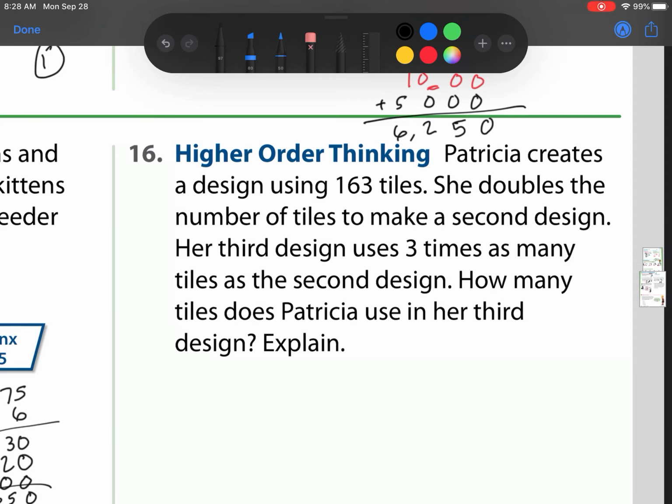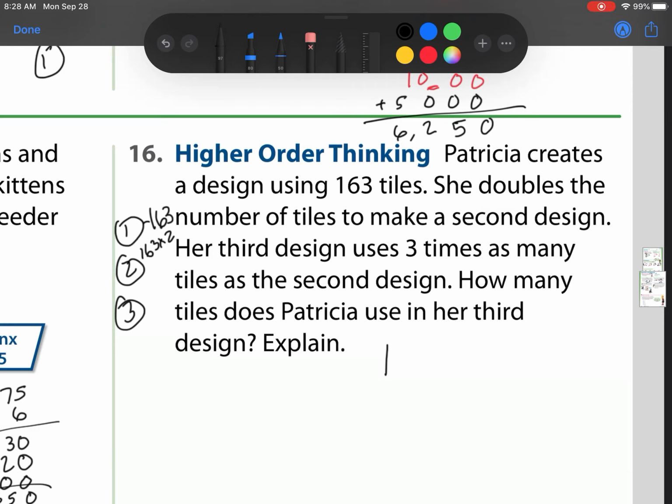Explain. So first, we have 3 groupings. We have 1, 2, and 3, because there's 3 designs. So let's just keep that in track. So my first one, there's 163. The next one is 163 times 2. So let's figure out what that is.